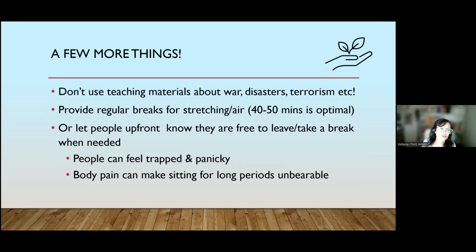When people have survived trauma, they can feel trapped and panicky in a room, and body pain can make sitting for a long period really quite unbearable.